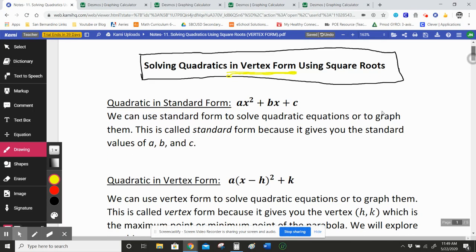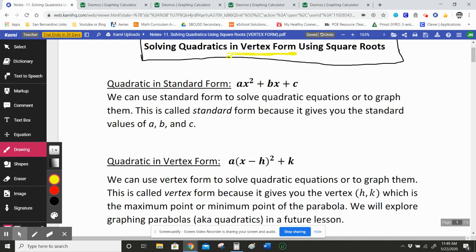As you've seen in the past, a quadratic equation in standard form is ax squared plus bx plus c. It's called standard form because it gives you some critical values. It gives you the values of a, b, and c right away. And with these values, you can try to graph the quadratic equation or try to solve the quadratic equation by using those values of a, b, and c.